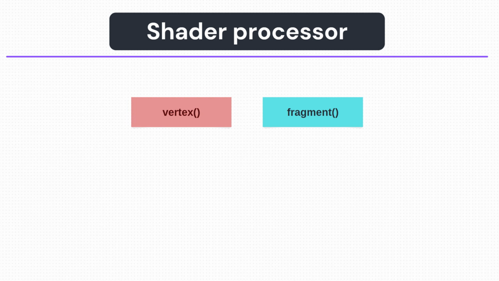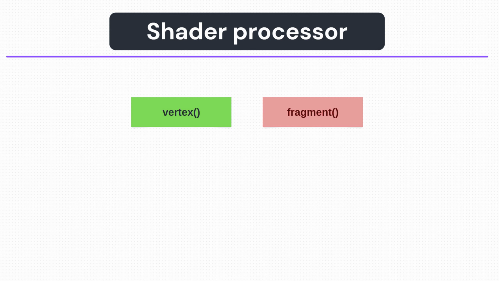What is a Vertex processor? In Unity, it's called Vertex context, and it is basically a function or method which gets called for each vertex of our mesh. And Vertex processor is basically used to determine how our mesh's geometry will be rendered.